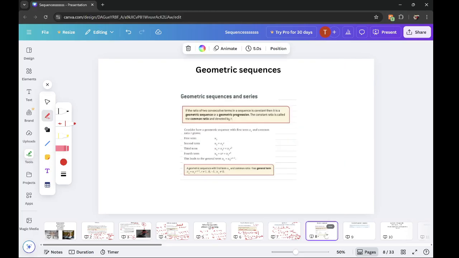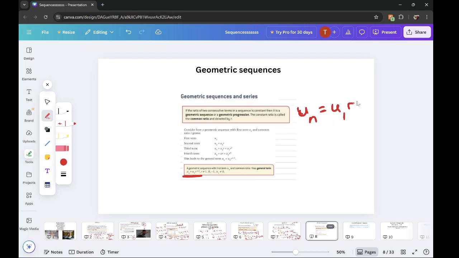Now let's move on. So we're going to be talking about geometric sequences. So remember what I said. I want you to read this if you want. That's your own choice. Pause the video and read this. But I will be focusing purely on the formula, as that is what you mainly need to know. So the formula for a geometric sequence is a little different. So un is equal to u1 times r to the power of n minus 1. That's what it says here, yes?